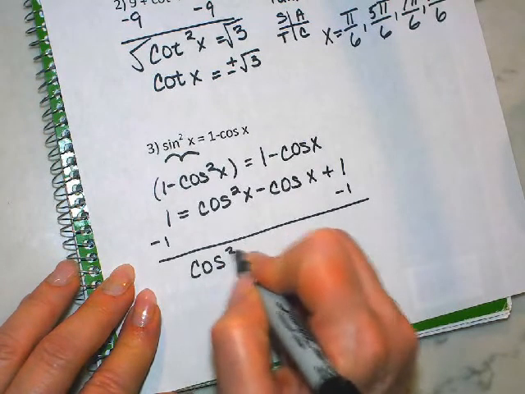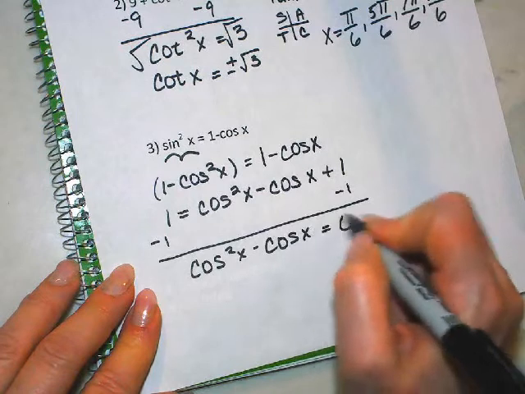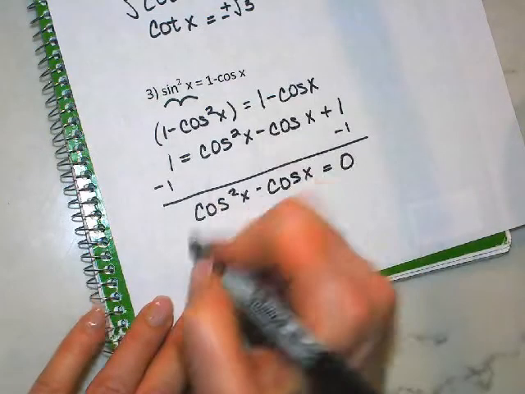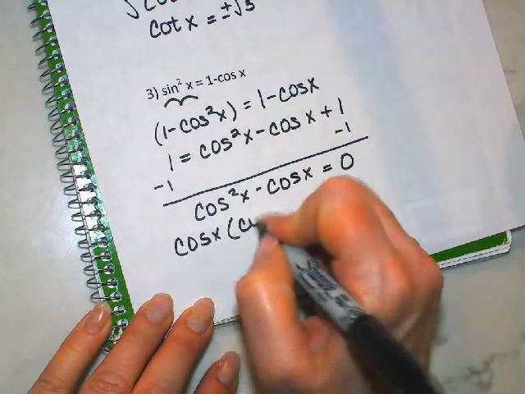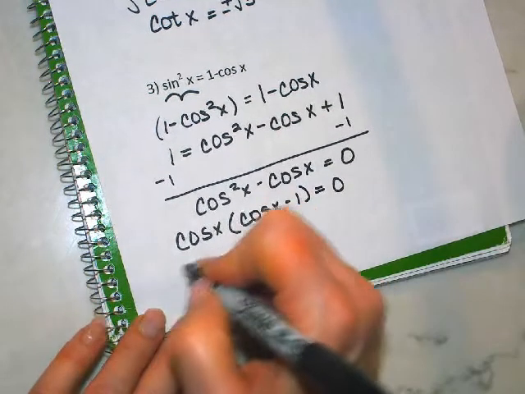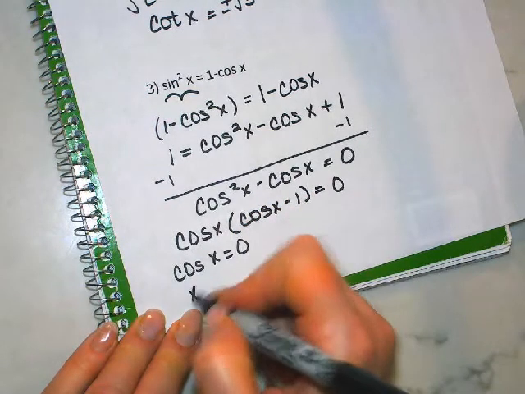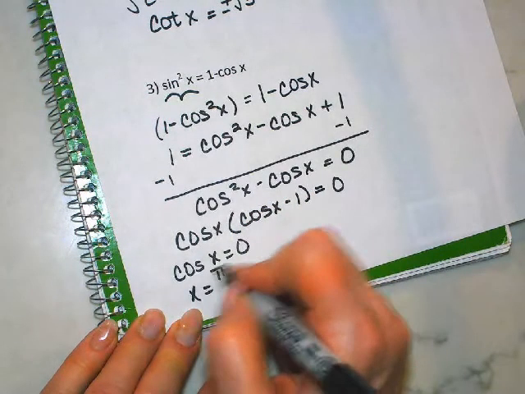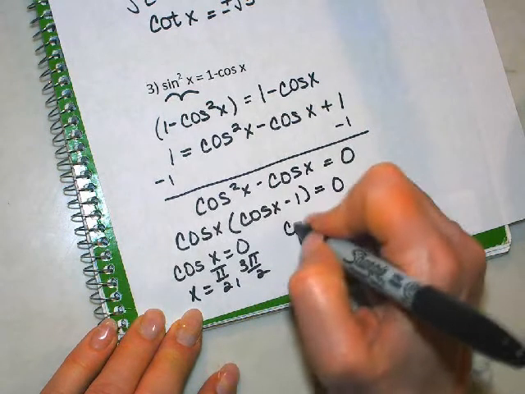I'm going to subtract 1 from both sides. And now I'm left with cosine squared x minus cosine x equals 0. Okay, this is an easy factoring. It's a GCF. I'll take out a cosine x and be left with cosine x minus 1 equals 0. Cosine of x equals 0. That's going to be a quadrantal. It's going to happen at pi over 2 and at 3 pi over 2.